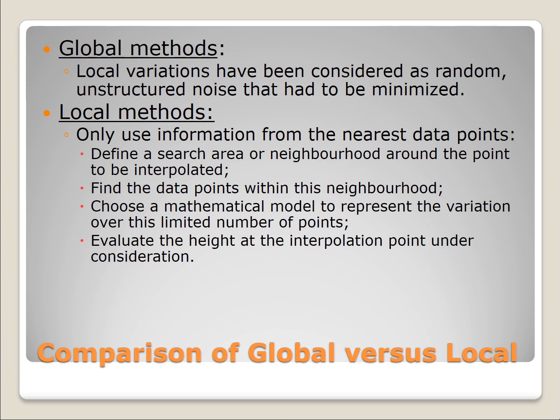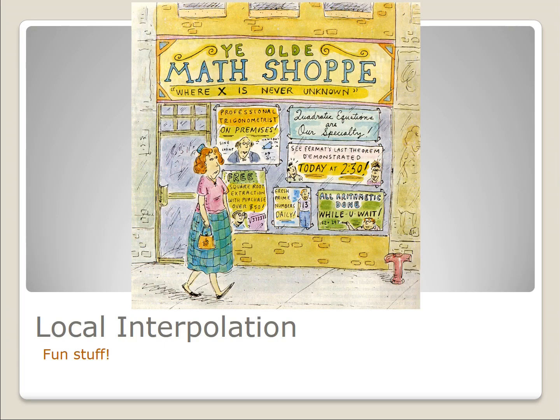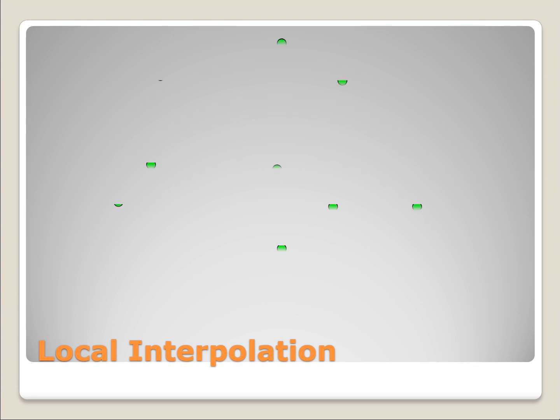We can either use an area, which would be our regular patchwise data, or we're going to have irregular, which is looking at a number of points, which is the neighborhood. So I'm going to find the data points within the neighborhood or the search area, and then you choose a math model to represent the variation, and then you evaluate a height at an interpolated point. That's really the big difference between them. So in local interpolation, we have all these points in our data set, and I'm trying to find the height of that one particular location.